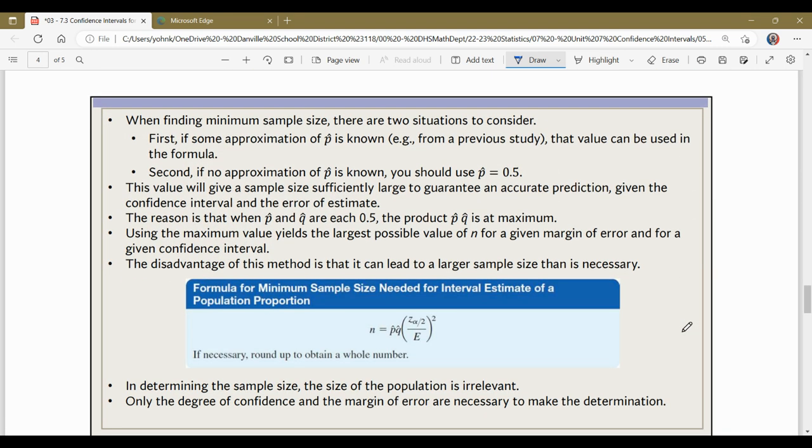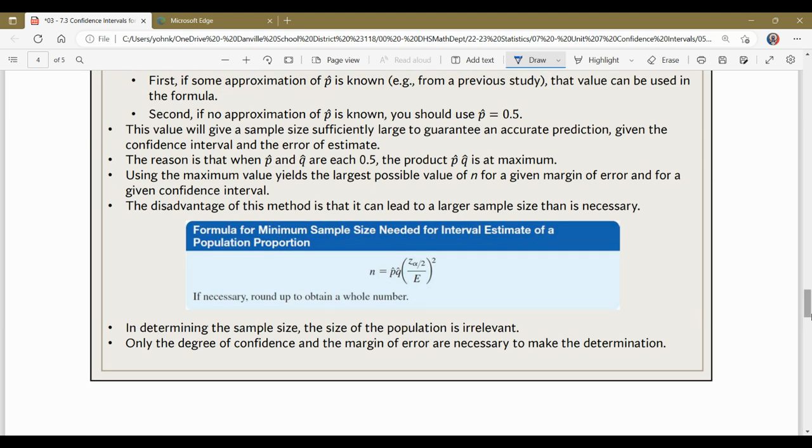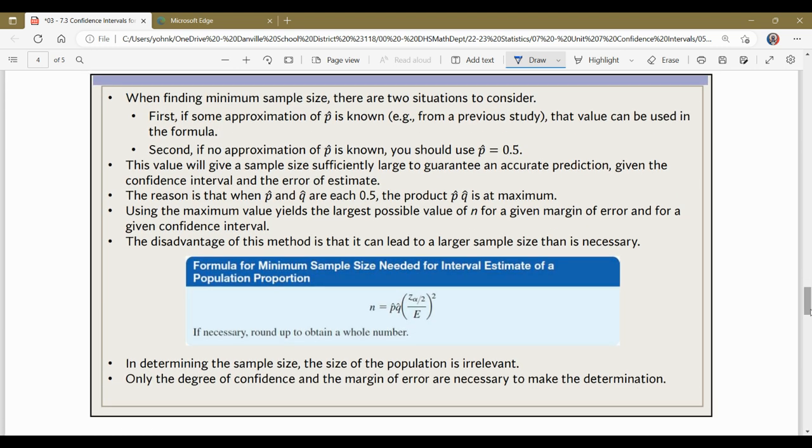All right, now what if we want to actually find a certain confidence level, but we don't know how many subjects to sample? Well, when finding minimum sample size, there are two situations to consider. First, if some approximation of p hat is known, like from a previous study, that value can be used in the formula. Second, if no approximation of p hat is known, you should use p hat equals 0.5. This value will give you a sample size sufficiently large to guarantee an accurate prediction, given the confidence level and the error of the estimate.